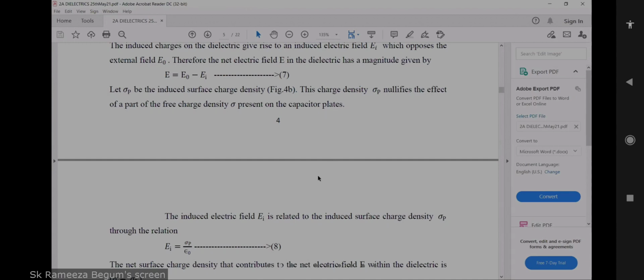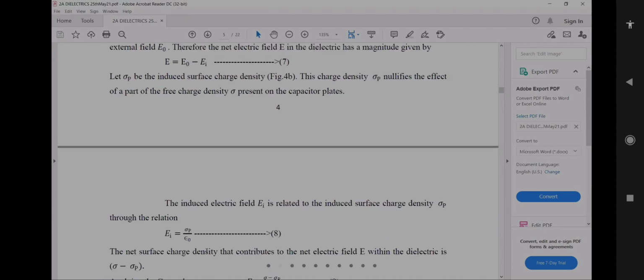The induced electric field E_i is related to the induced surface charge density sigma_p through the relation E_i is equal to sigma_p by epsilon naught. This is the relation between the induced electric field and the surface charge density. Sigma_p is nothing but Q by A.